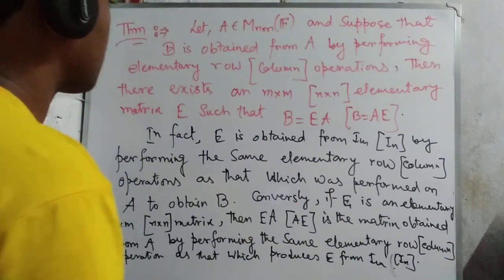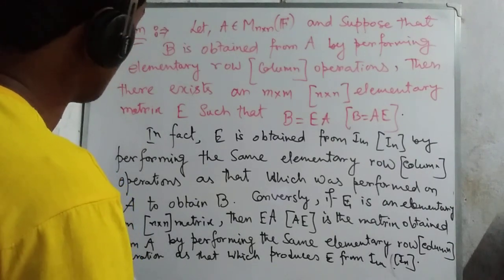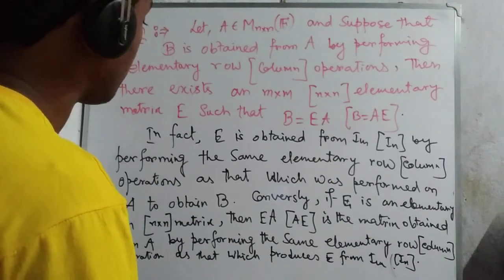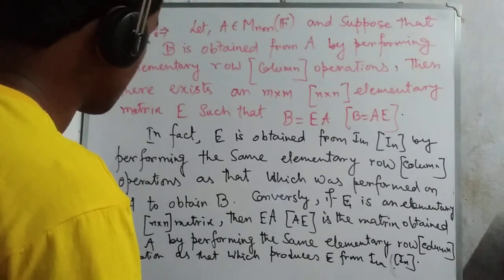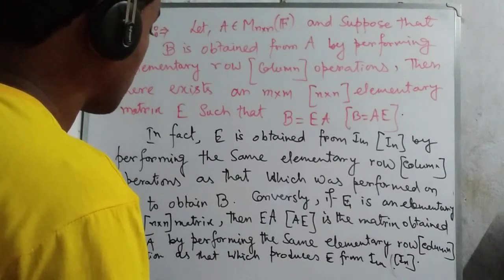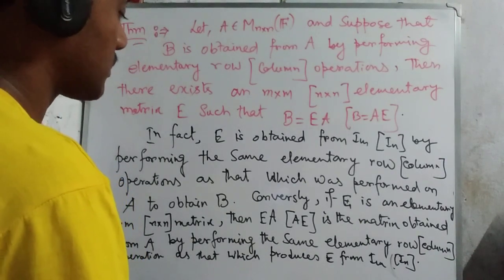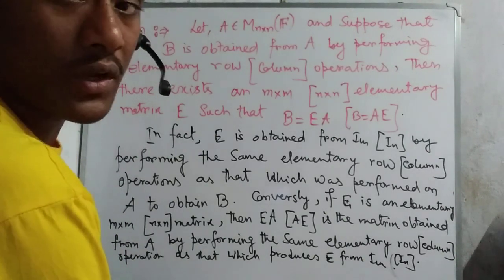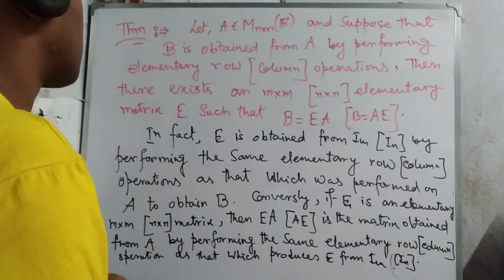So that means E is obtained from IM by performing the same elementary row or column operations as that which was performed on A to obtain B. And conversely, if E is an elementary m cross n matrix, then EA is the matrix obtained from A by performing the same elementary row operation as that which produces E from IM. Okay. So we erase that portion and go on to further discussion of that.